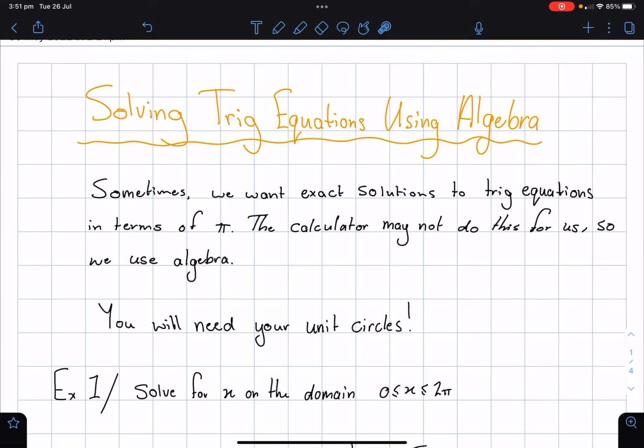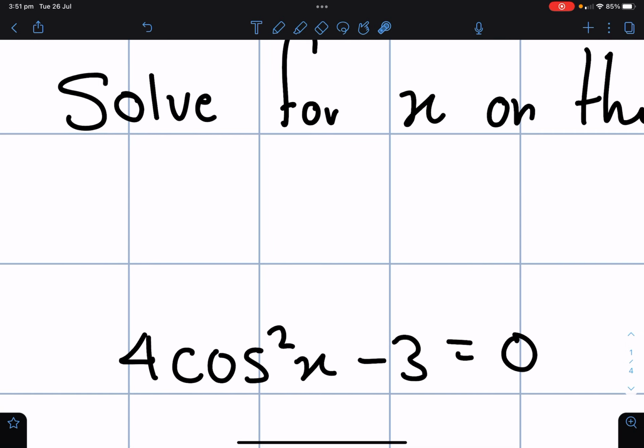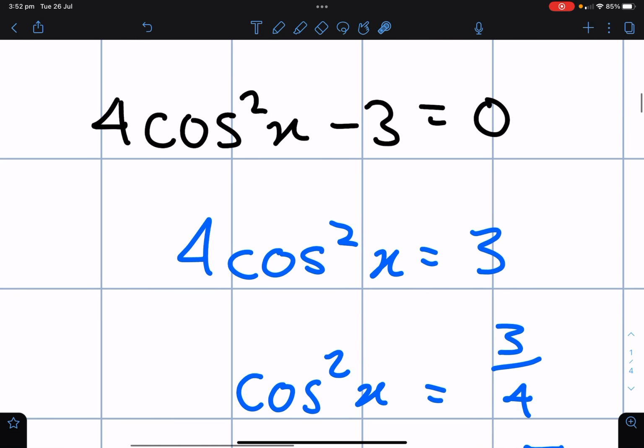A couple of example questions that we're going to look at: solving for x on the domain from 0 to 2 pi. The first question is 4 cosine squared x take away 3 equals 0, and we want to solve for x. Basically we treat this just as a regular linear equation solving for the unknown, in this case cosine x to start with. So we add 3 to both sides. Now we've got 4 times cosine squared x equals 3. We want cosine squared x by itself, so we divide both sides by 4.